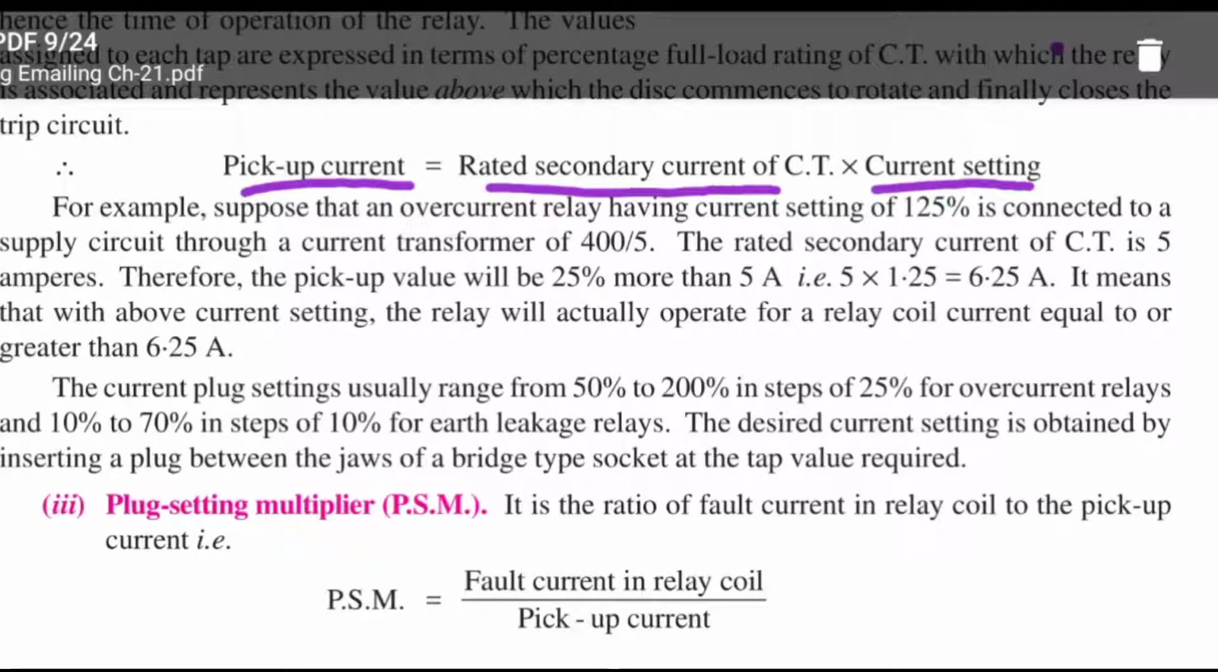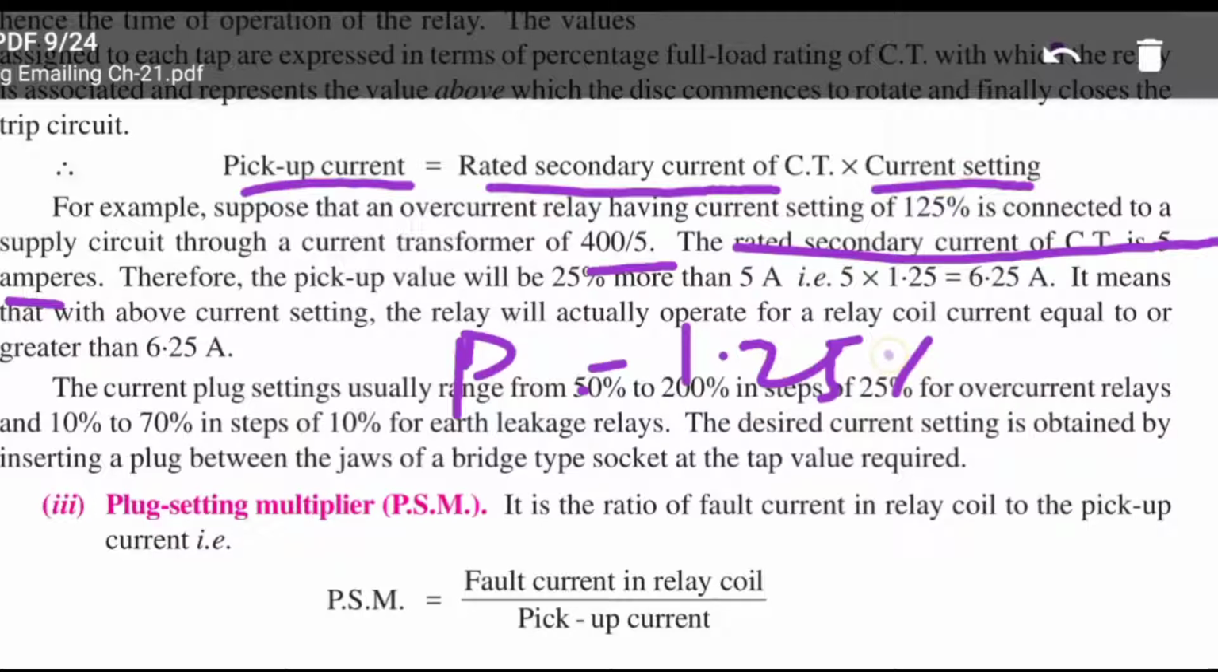An overcurrent relay having current setting 125% is connected to a supply circuit through a current transformer of 400 by 5. Rated secondary current of CT is 5 amps here, not 400. 400 is primary current, 5 amps is the secondary current. Therefore, pickup value will be 25% more than 5 amps, that is 5 into 1.25. What is the pickup current? Pickup current equals percentage setting, that is 125%, 1.25, into rated secondary current of CT, 5 amps. 1.25 into 5 gives 6.25 amperes of pickup current. Okay.